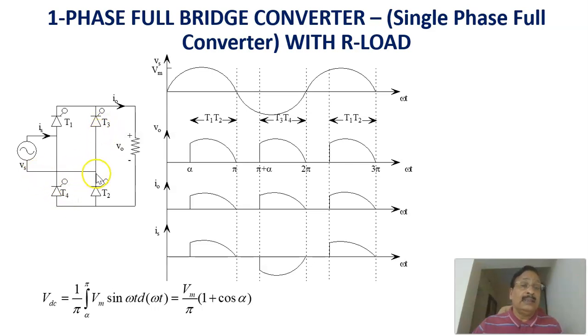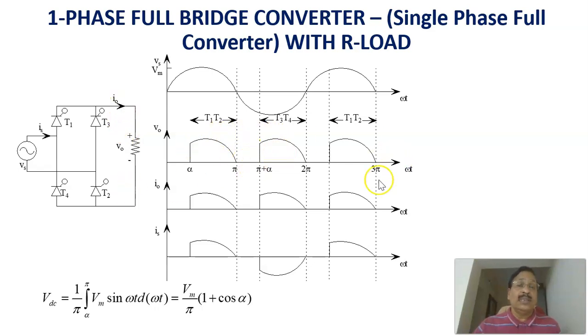Since this is positive here, during the negative half cycle this will become negative and this will become positive. Therefore, T3 and T4 are conducting, and there will be a current flowing through like this. Then again, the voltage will be positive like this. The bidirectional voltage with positive and negative quantities is converted into a unidirectional voltage. This is the voltage across the load.